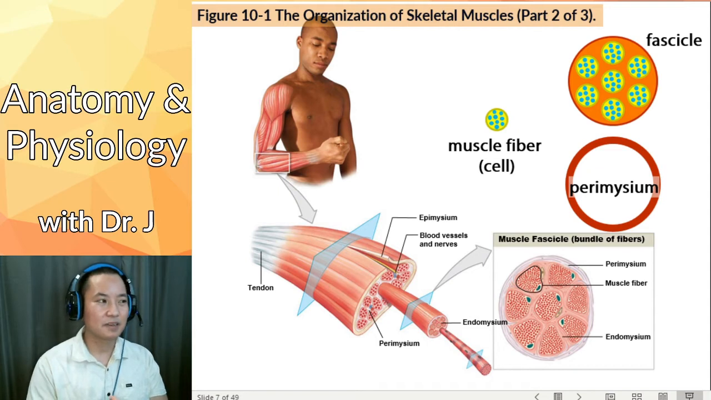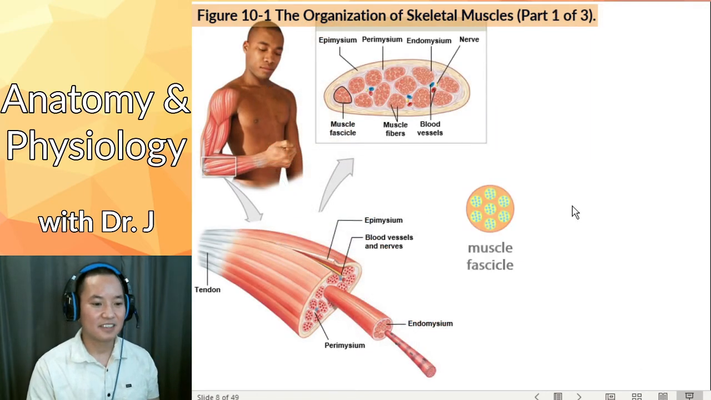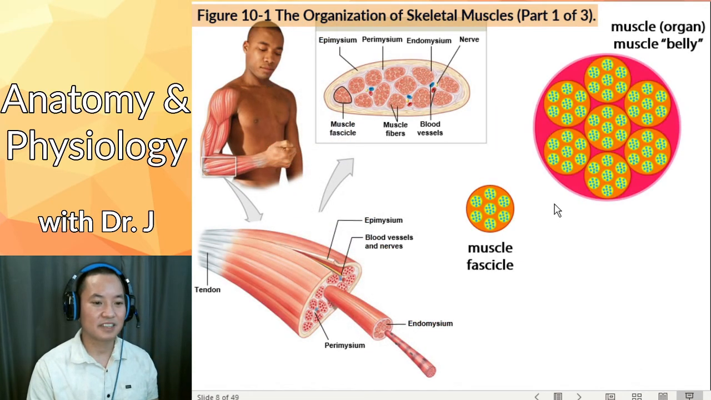Now with this one, peri typically means something surrounding something, but you already have the endomysium, you have a perimysium, and then you have another layer. The perimysium covers each individual muscle fascicle. So that's what we have there. Again, more connective tissue that surrounds a bundle of a bundle of a bundle. And then you have muscle fascicles, and then you have the entire muscle organ, sometimes called muscle belly.